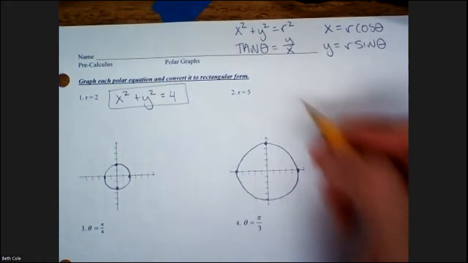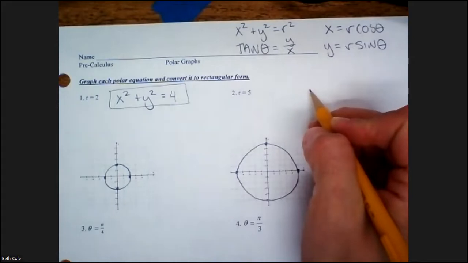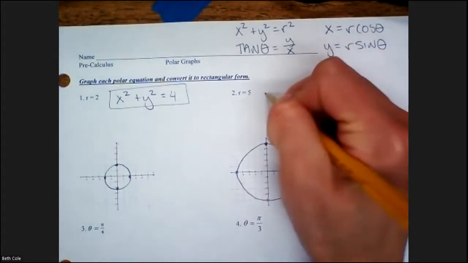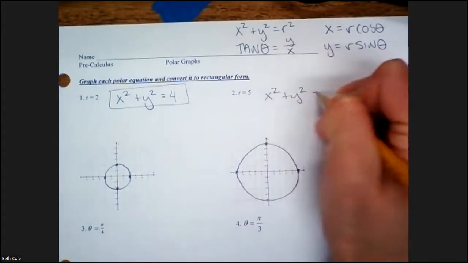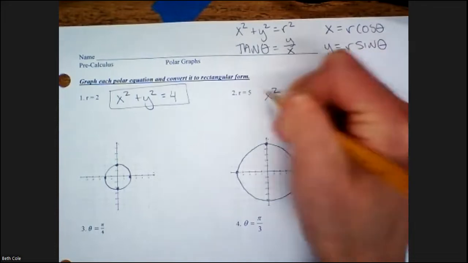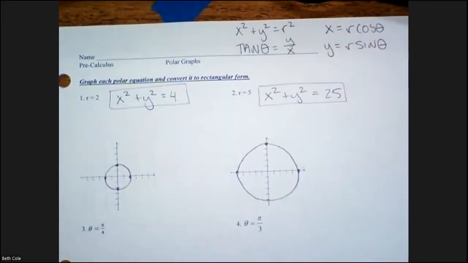All right, and then what would this equation be? You get X squared plus Y squared equals 5 squared, which is 25. So if it's just R equals a number, it's just going to be a circle.